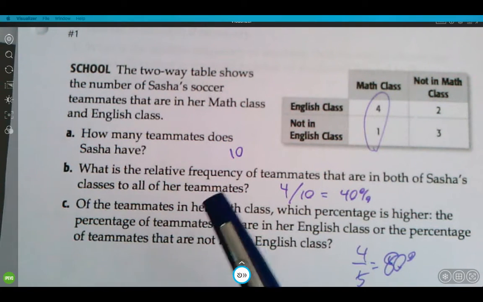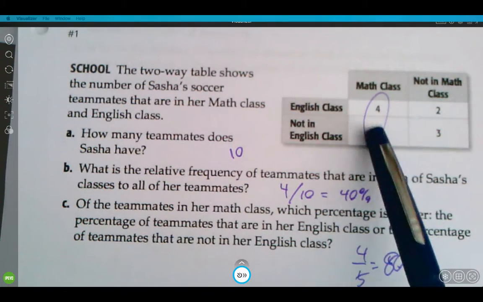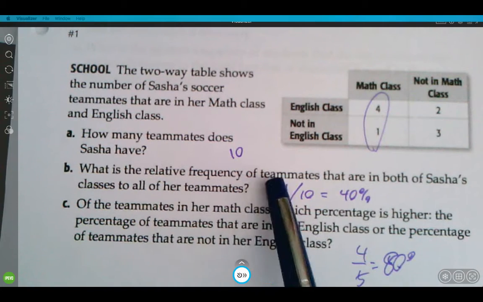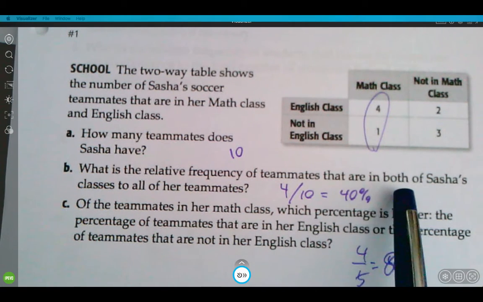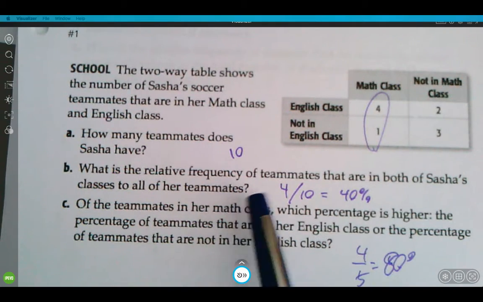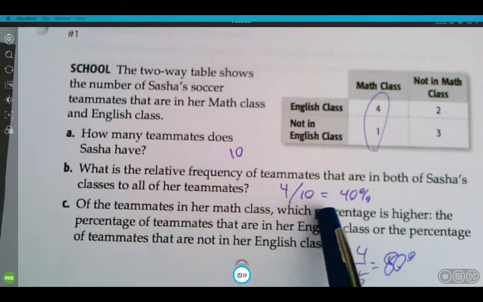So number one, how many teammates does Sasha have altogether? You just had to add these numbers up. You should have got 10. What's the relative frequency of teammates that are in both of Sasha's classes to all her teammates? The only ones that are in both her classes, math and English, is 4 out of 10, which is 40%.